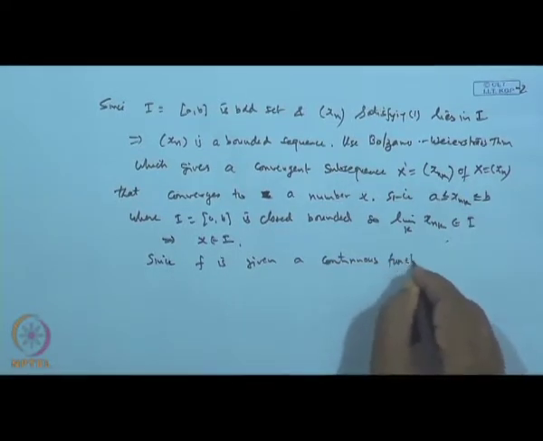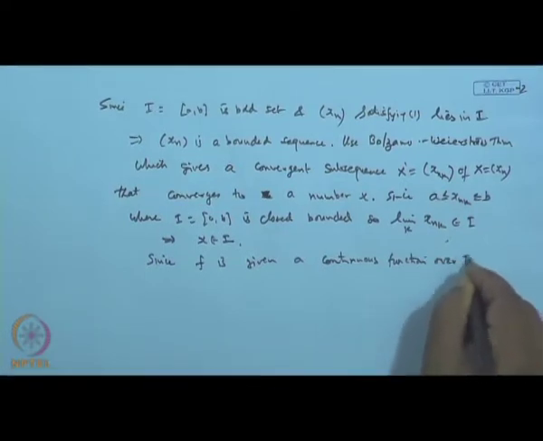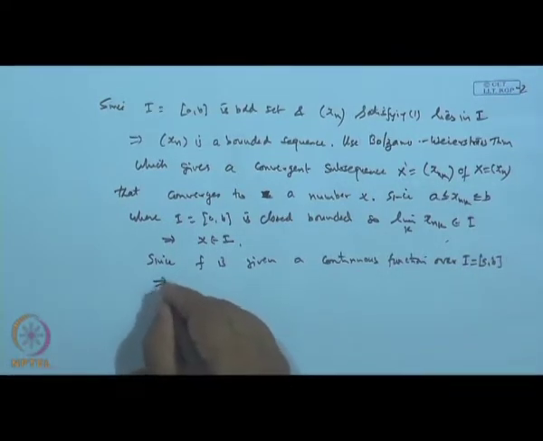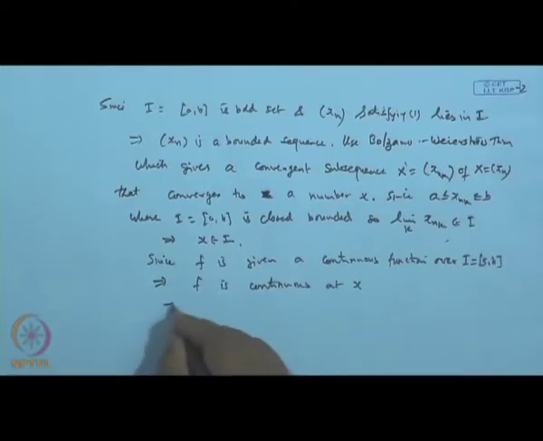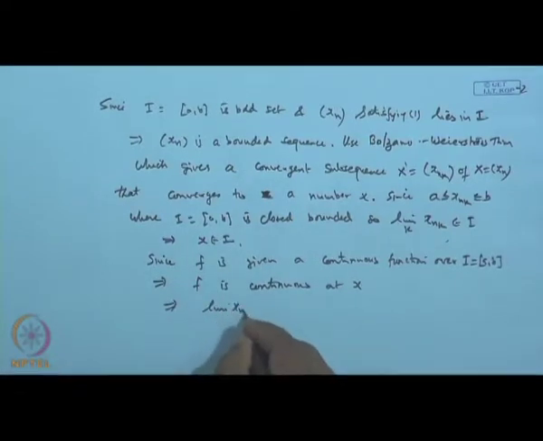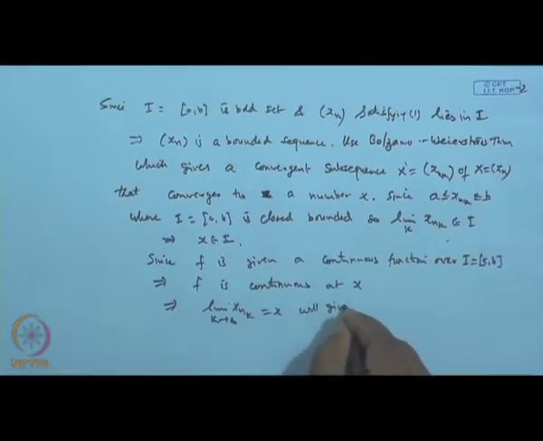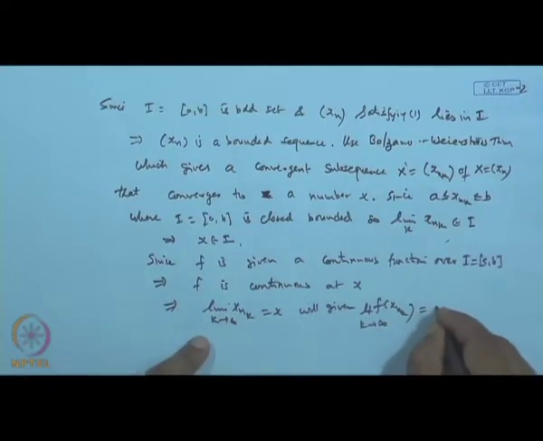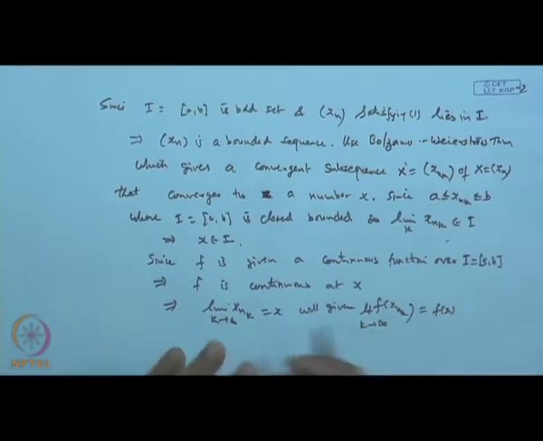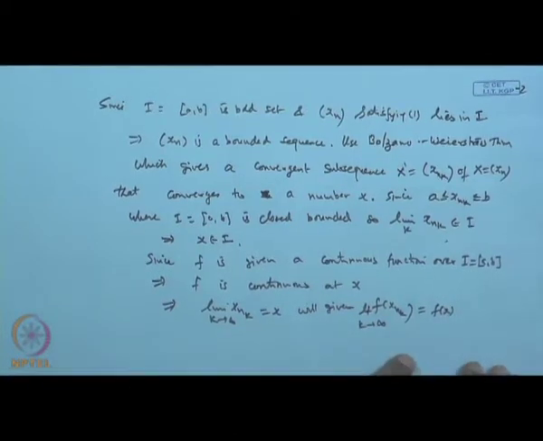over the interval I, and x is one of the points inside I. So, this implies f is continuous at x. So, by the Heine-Borel theorem, therefore, limit of x_{n_k} as k tends to infinity is x, will give f of x_{n_k}, limit of this as k tends to infinity is nothing but f of x, because of the convergence part.